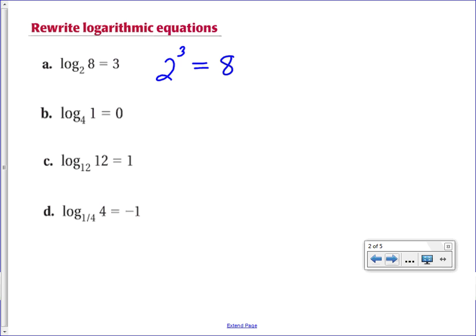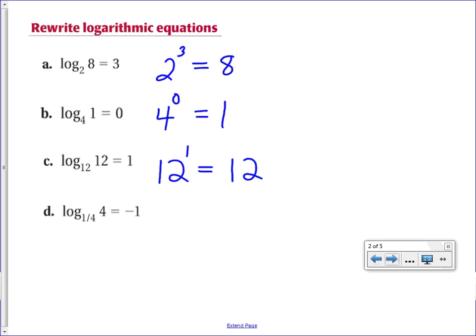Okay? Let's try it on letter B. Log base 4 of 1 equals 0. Base 4 tells us that 4 is the base. The exponent is the number by itself on the right side of the equation. And sure enough, anything to the 0 power equals that argument, which is 1. In letter C, we have log base 12. 12 is our base. Our exponent is the number that was by itself in the log equation. And 12 to the 1 power equals 12.